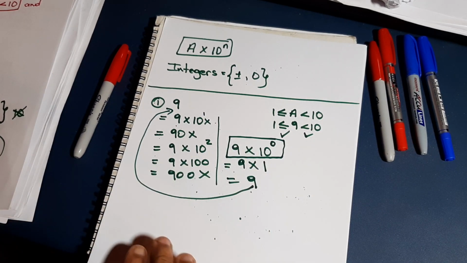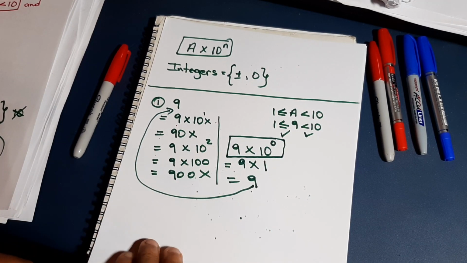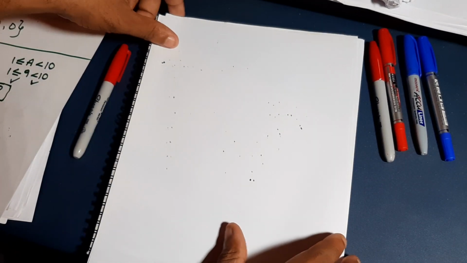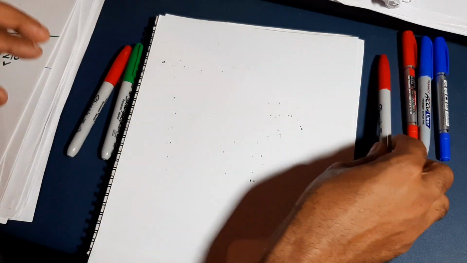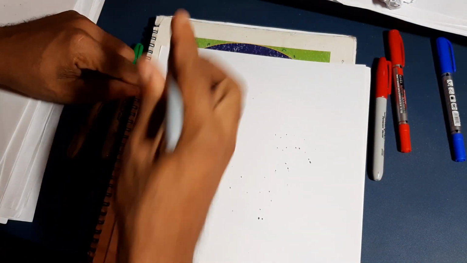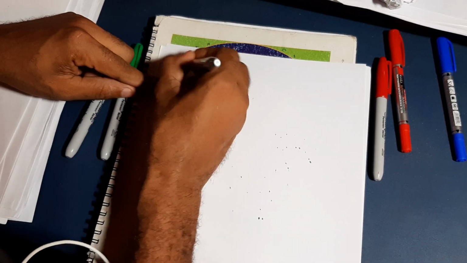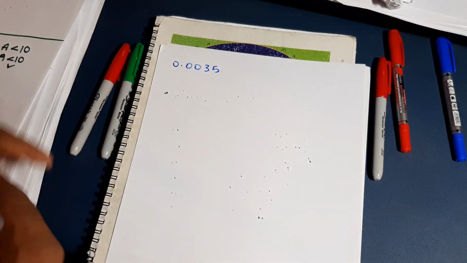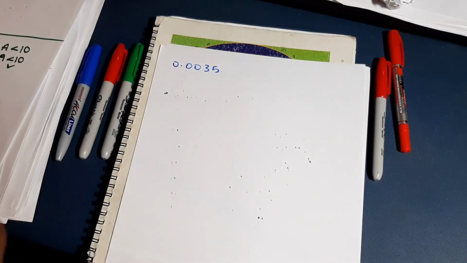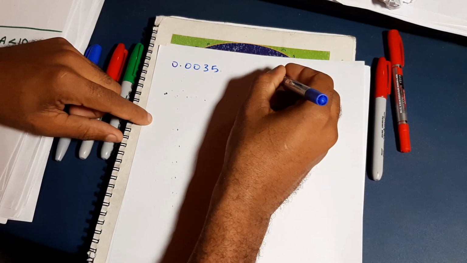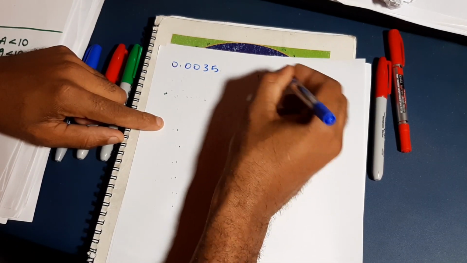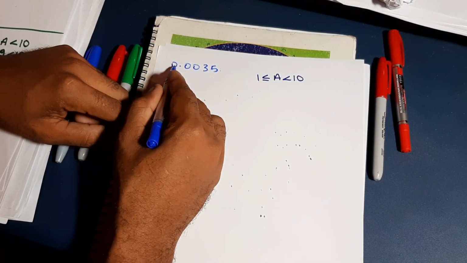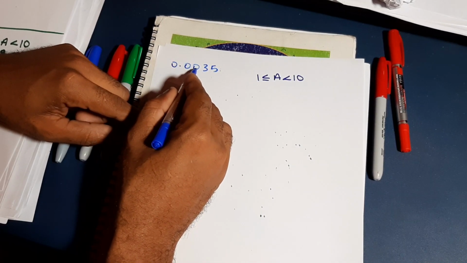So I'm just going to run through some more. Probably this example was a bit too technical to start out with, so let's run through some simpler ones. So let's say I had 0.0035. Now that's the number we're going to represent in standard form. Now remember, a should be greater than or equal to 1 but less than 10. So let's look at this number, 0.0035.